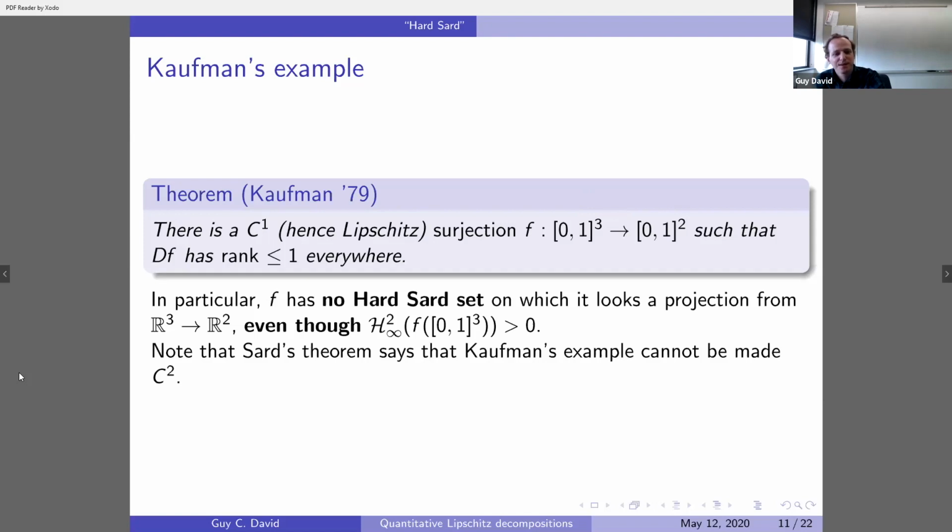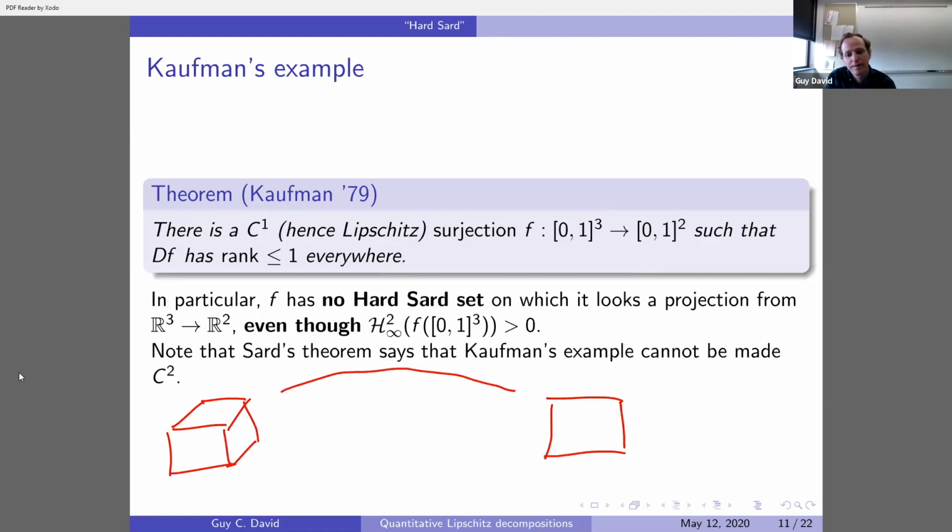Maybe I'll just say a little bit about how Kaufman's example works. So you're trying to construct a mapping from the unit cube to the unit square, onto the unit square. And the idea is to factor it through an intermediate thing.